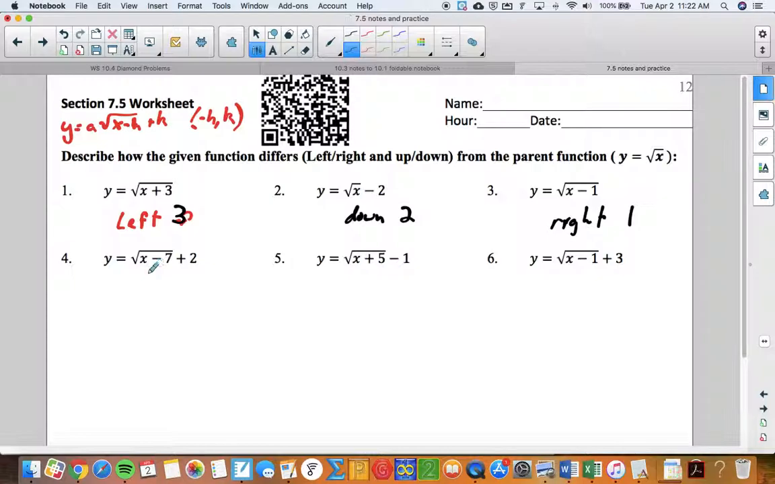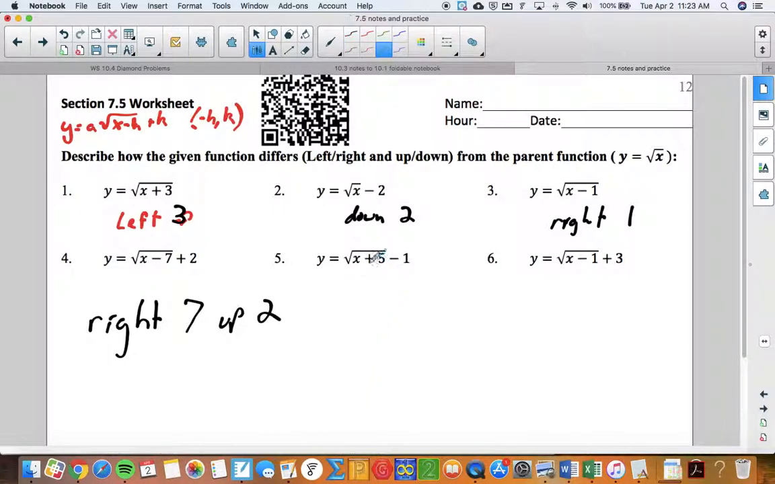Within the square root function, we're going to have a shift. And again, when it's in the square root, it's the opposite. So on the number line, it's not going to be negative 7. It's going to be positive 7, or right 7. And then this sends it in the literal direction, so our height is going to go up 2. So 2 shifts on that one.